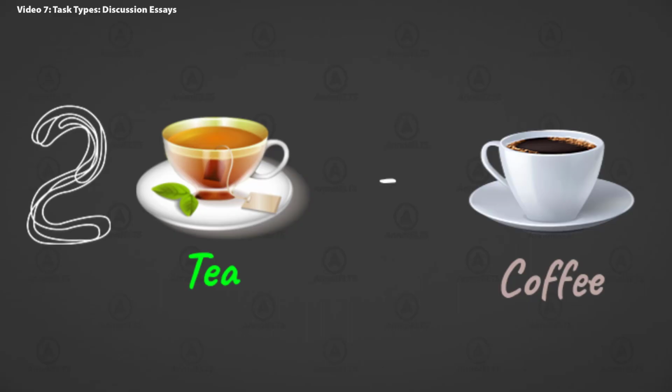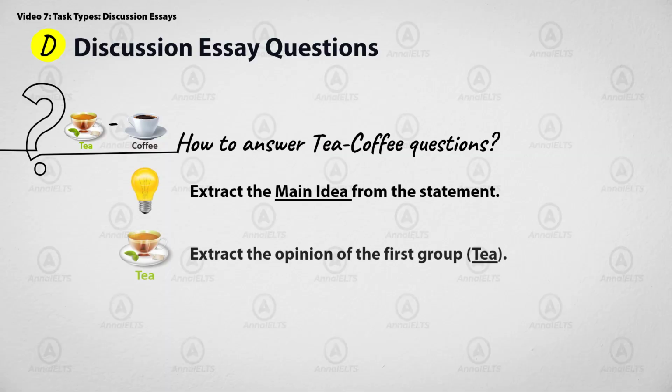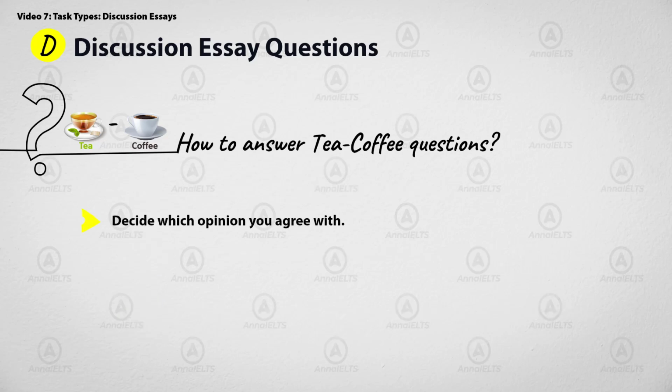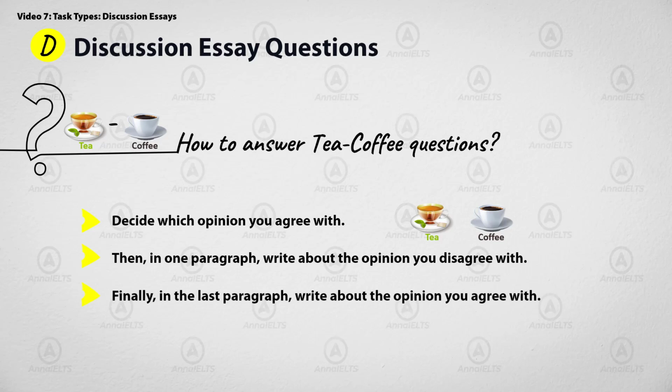Now let's see how to answer tea, coffee questions. Extract the main idea from the statement. Extract the opinion of the first group, tea. Then extract the opinion of the second group, coffee. Decide which opinion you agree with. Do you agree with tea or do you agree with coffee? Then in one paragraph, write about the opinion you disagree with. Finally, in a last paragraph, write about the opinion you agree with.